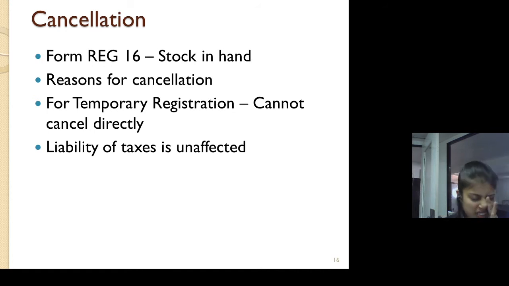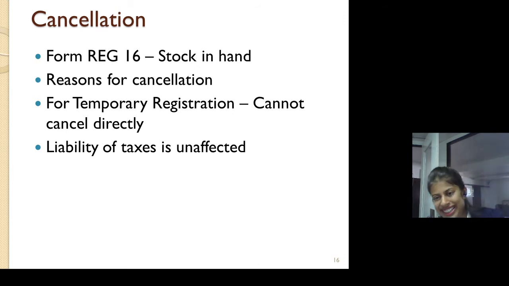Now, for temporary registration. There is a thing called temporary registration. There are certain people who do not register even if they are liable to register. So, they have been caught by the officer that they were liable to register, but they have not registered. So, then the officer will grant them a temporary registration for the purpose of tax liability and tax compliance. So, these temporarily registered persons cannot cancel their registration directly.